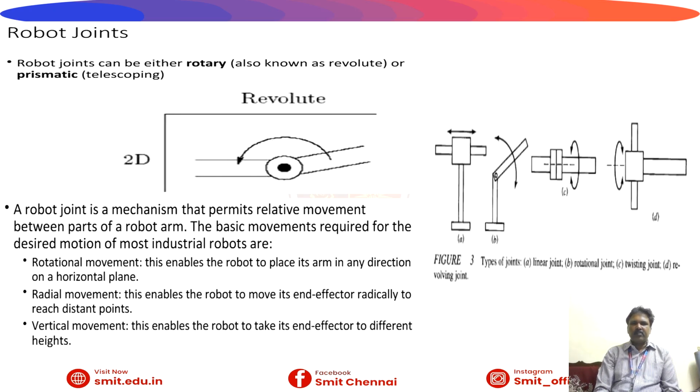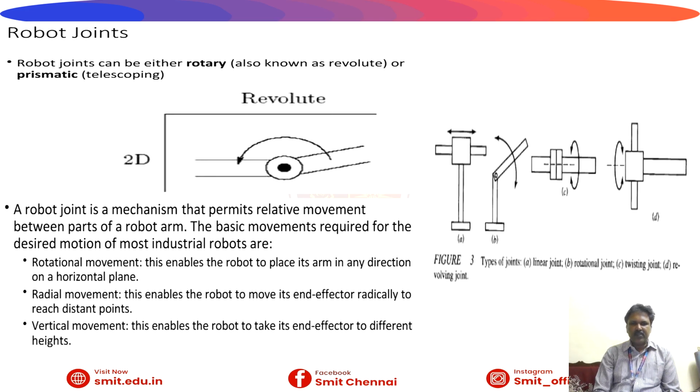The robot joint is a mechanism that permits relative motion between parts of a robot arm. The basic movements required for the desired motion of most industrial robots are rotational movement, which enables the robot to place its arm in any direction on a horizontal plane. That is called rotational movement. Radial movement enables the robot to move its end effector radially to reach distant points.